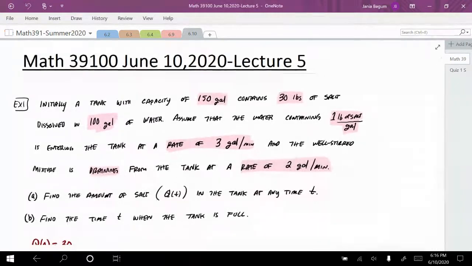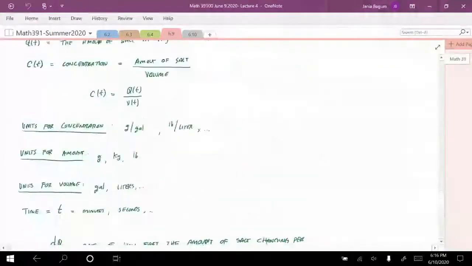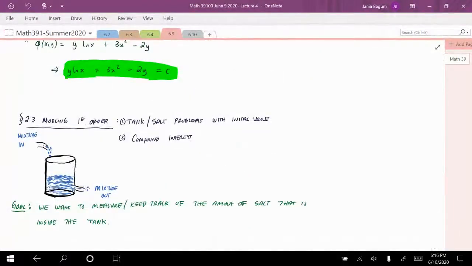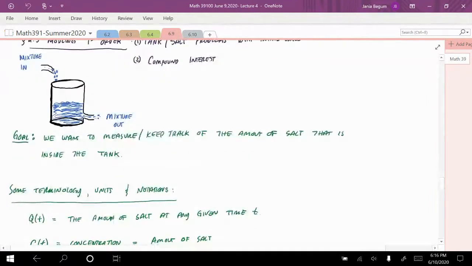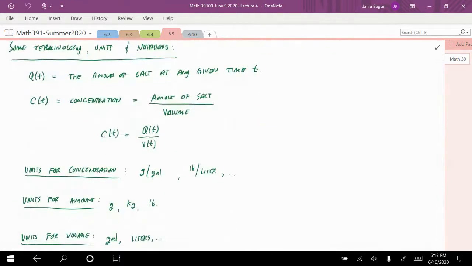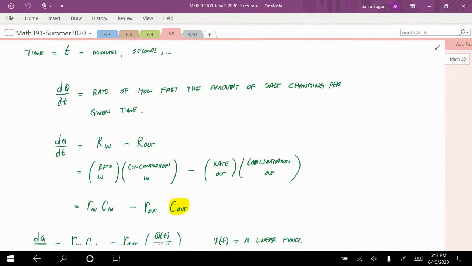All right, so I'm going to go back and continue our lesson for today. So just briefly, let's talk about what we did last time. So we talked about a solution in a tank. If you have a salt water mixture coming in and mixture exiting, we want to keep track of the amount of salt that is inside the tank. That's the idea of this problem. And then we talked about some notation, units, and then I derived the formula for you guys.